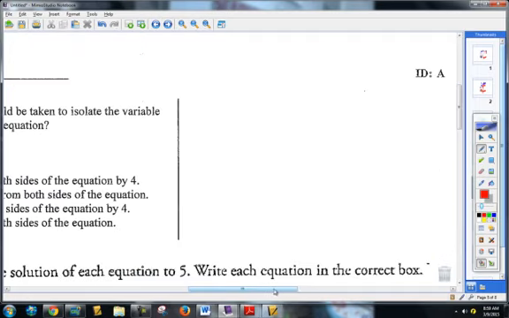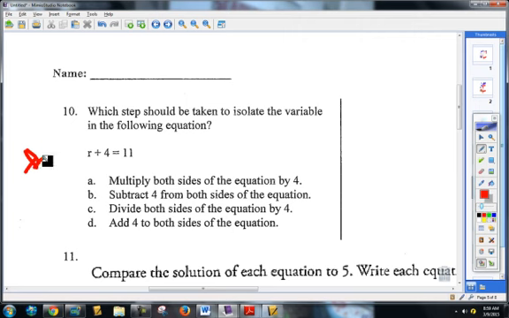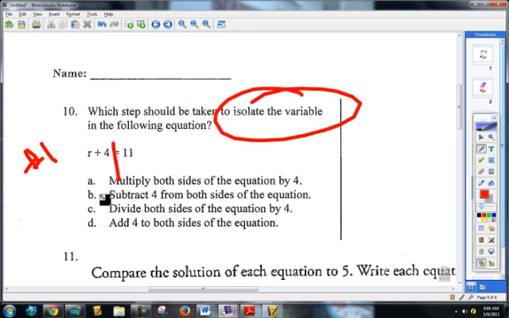Here we go. This first one's the same one. This is learning target number 1. Ask yourself what is happening to the variable. 4 is being added to the variable. So to undo that, or to isolate the variable, we are going to subtract 4 from both sides. That's how we would get, because if we're adding 4 to R, and then we take away 4, we're back to just R, right?